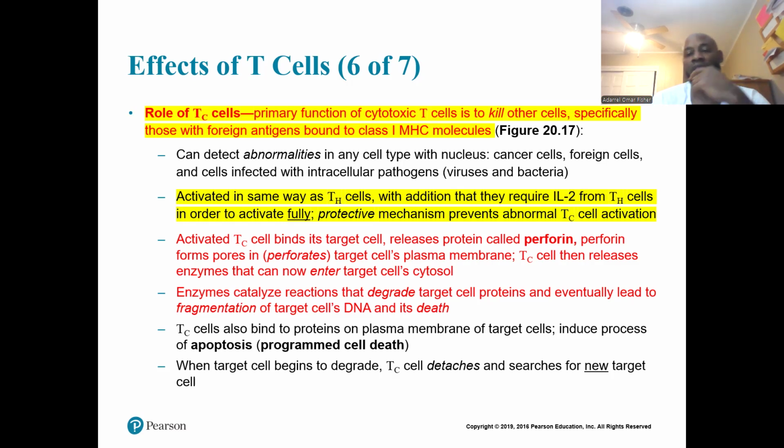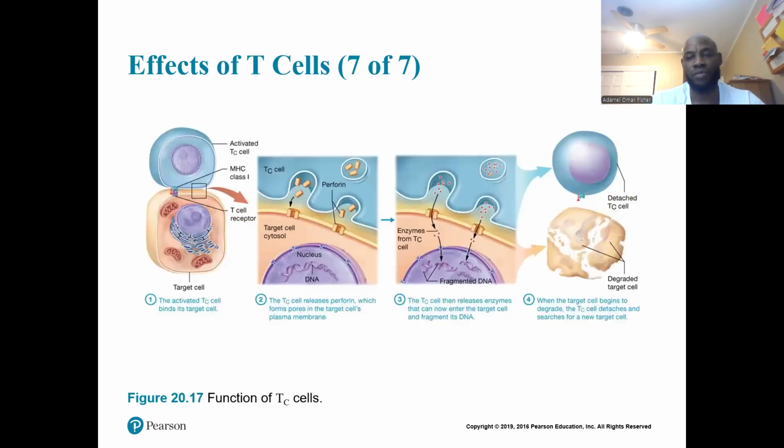Protective mechanism prevents the cytotoxic T cells from activating. But once they activate, they bind to the target cell, release perforin, which drills pores in the target cell's plasma membrane, and then release enzymes that now enter the target cell cytosol, degrade the target cell, and cause it to die. Cell death, cell apoptosis. So that's what the cytotoxic T cell wants to do, destroy the target cell that's not supposed to be in the body.